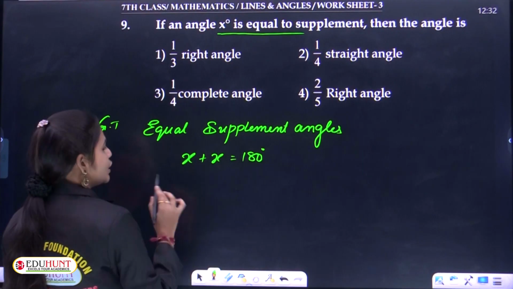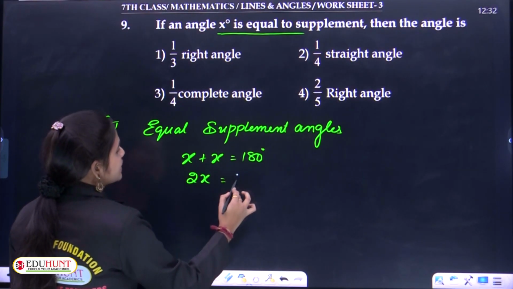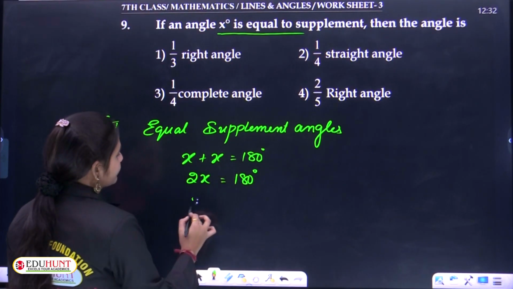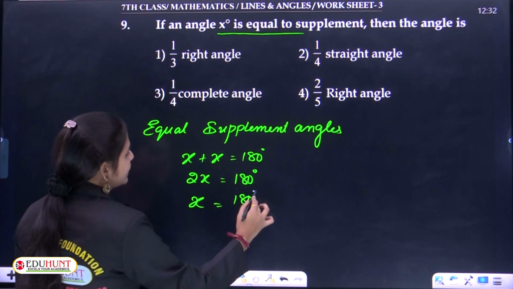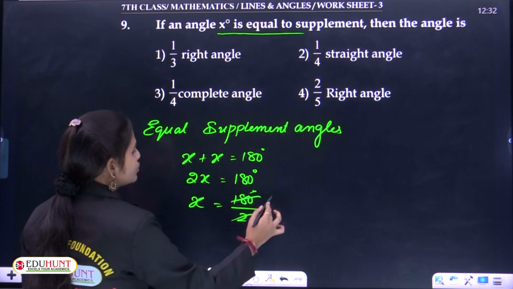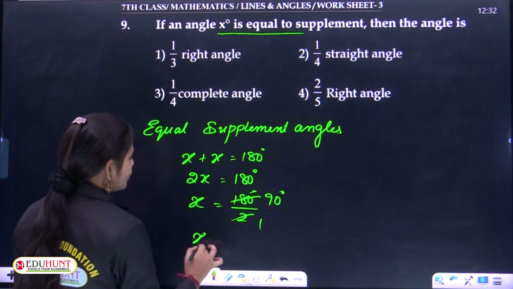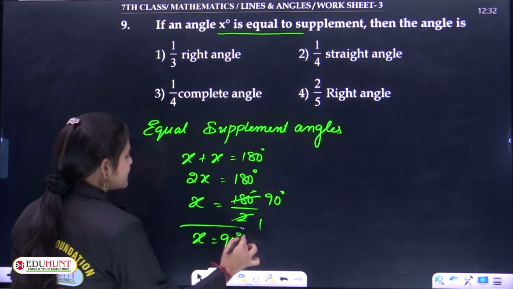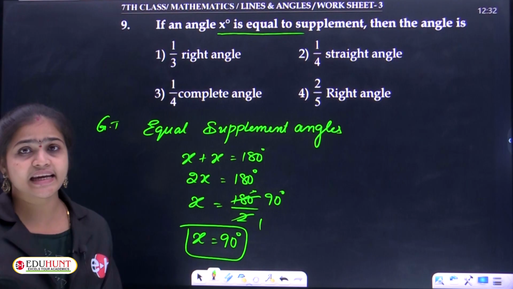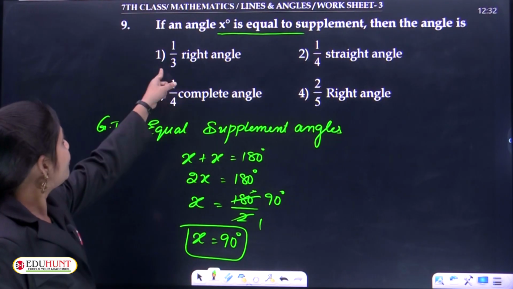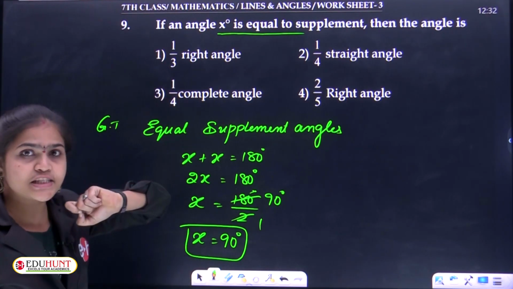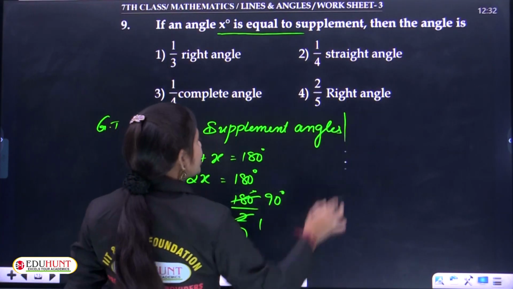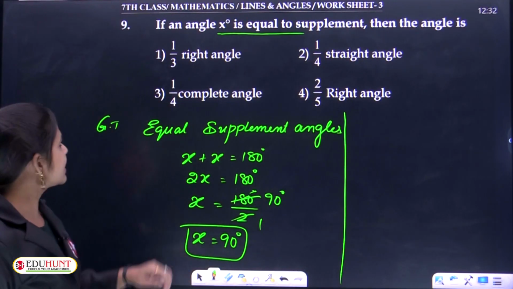x plus x is equal to 180. 2x is equal to 180 degrees. x is equal to 180 degrees by 2, which is 90. Then each angle is 90 degrees. Now we need to find which option is satisfying here. Which option gives 90 degrees? That is the correct one.